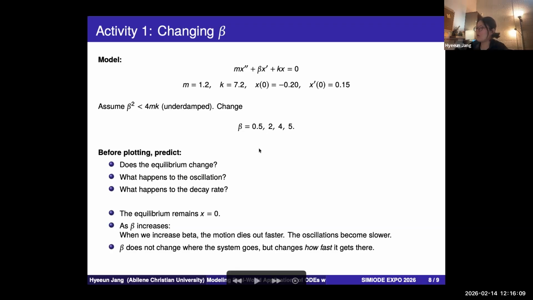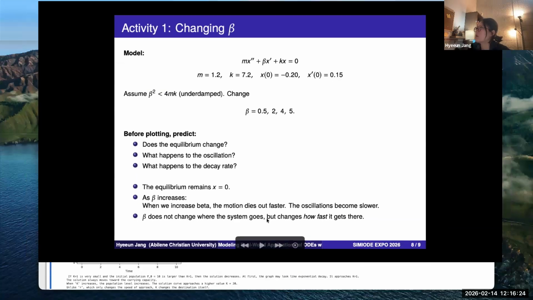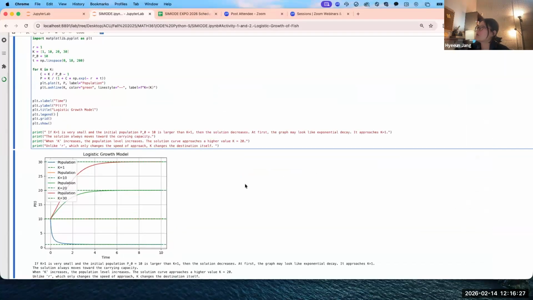We changed the damping constant to 0.5 and then 2. As beta increases, what happens? The motion dies out faster. Just by looking at the model or the solution, it may or may not be easy to interpret. So we use Python with really, really simple code. I will show you here.